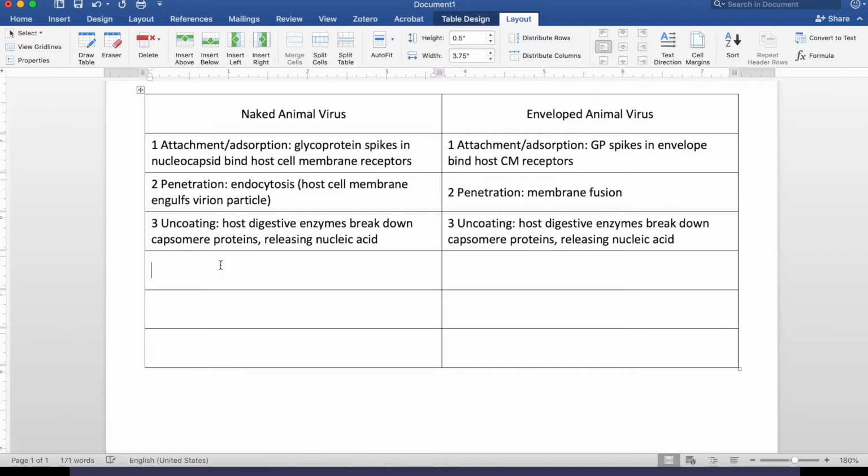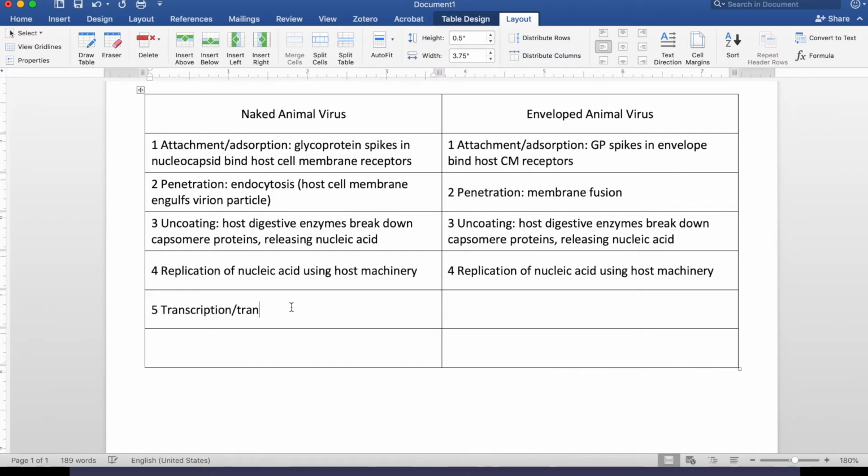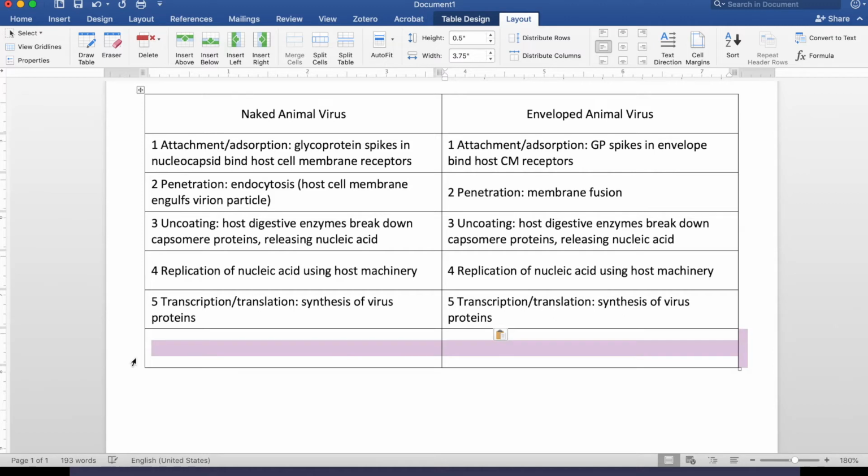So here for step 4, this is going to be the same. Let's do the same as we saw before, replication of nucleic acid using host machinery. I'm sorry, I usually am a very good typer. And the same process occurs over here. 5 is transcription and translation, synthesis of virus proteins. Same thing over here. Actually, let me add in one more.